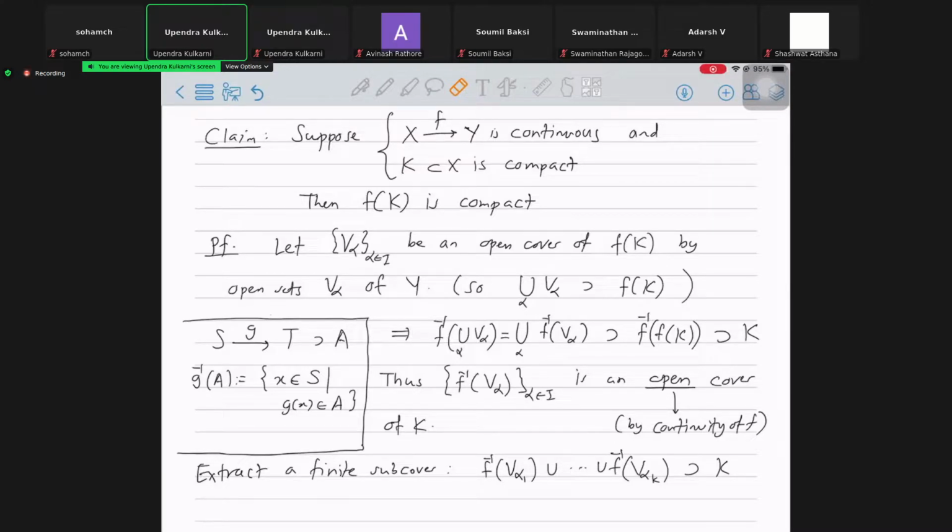No, think carefully. V alpha 1 intersection range. Yeah, so you see, if I take a subset of the codomain, if I take its inverse image and if I take the image, the result is contained in what I start with. But this is going to work in our advantage over here. So f of f inverse of V alpha 1 is contained in V alpha 1.